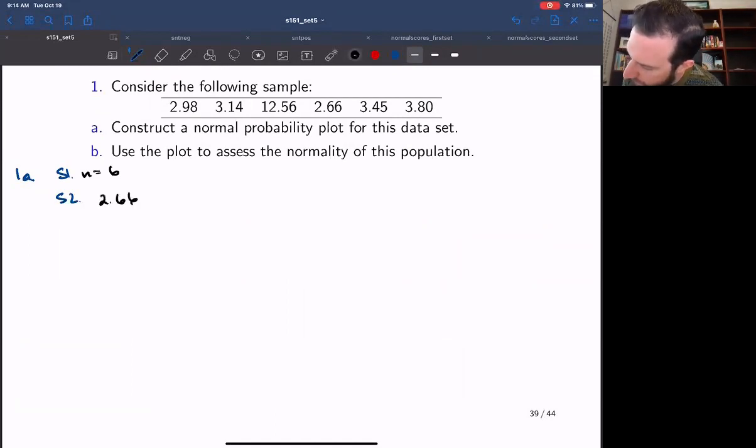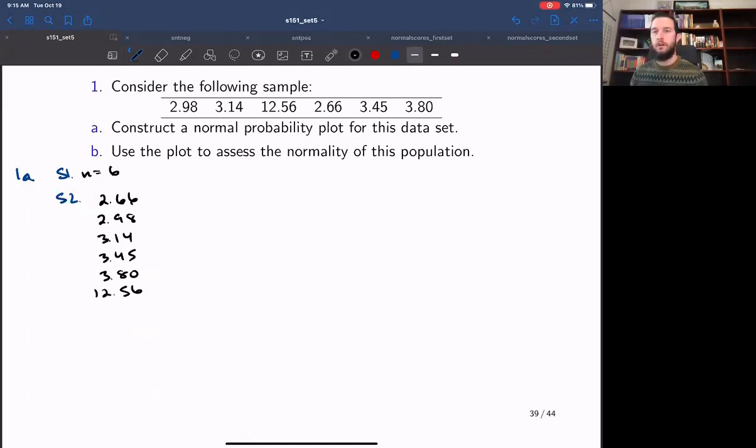2.66, 2.98, 3.14, 3.45, 3.80, 12.56. So I'm going to write this as step 2/3 because I'm going to build our little table here.